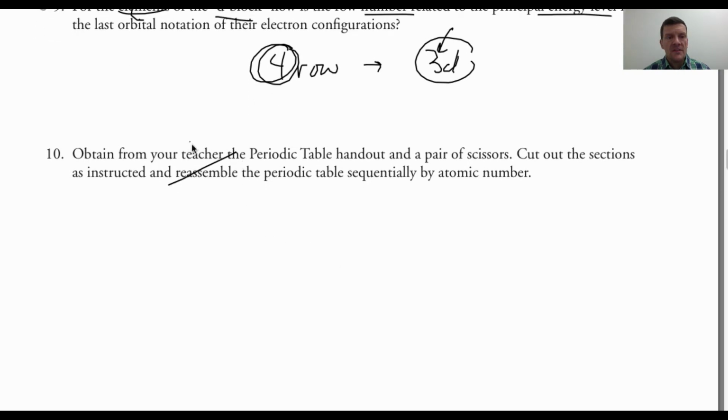We're not going to worry about this here. It's just talking about cutting out the sections as instructed and reassembling the periodic table sequentially by atomic number. If you did that, great, but we're not going to worry about that right now.